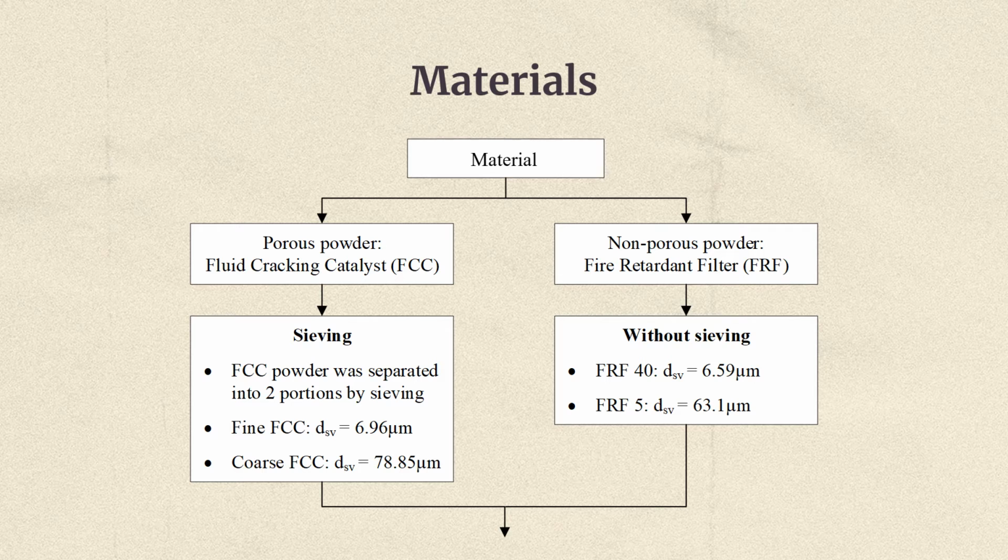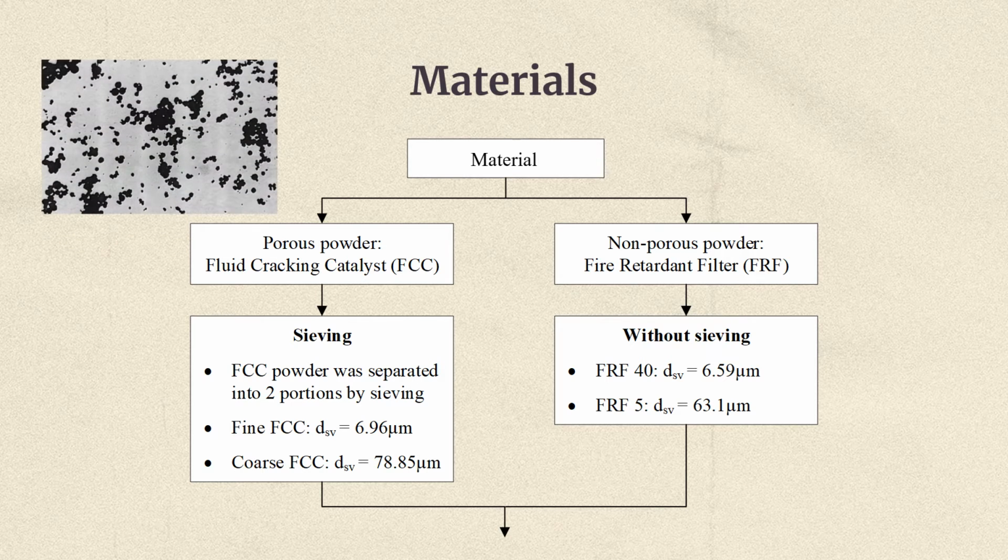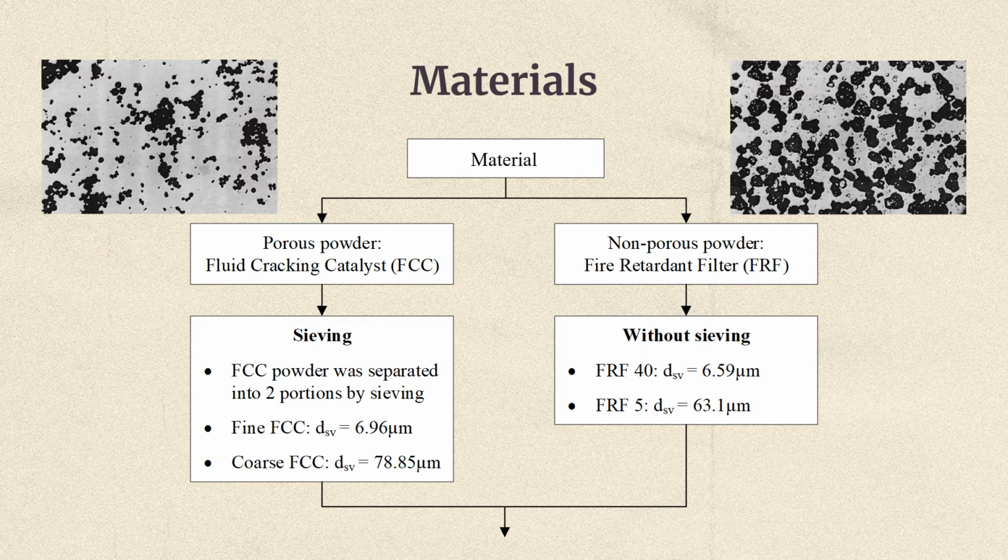Porous FCC powder with spherical particle shape and non-porous FRF powder with angular particle shape were selected as the materials used. For FCC powder, sieving was required to separate it into two portions, fine and coarse powders, whereas for FRF powder, sieving was not required as two sizes FRF40 and FRF5, which are already in the required size range, are available.